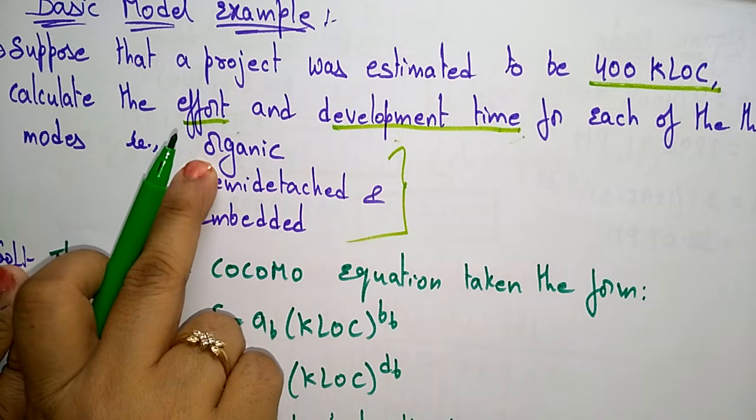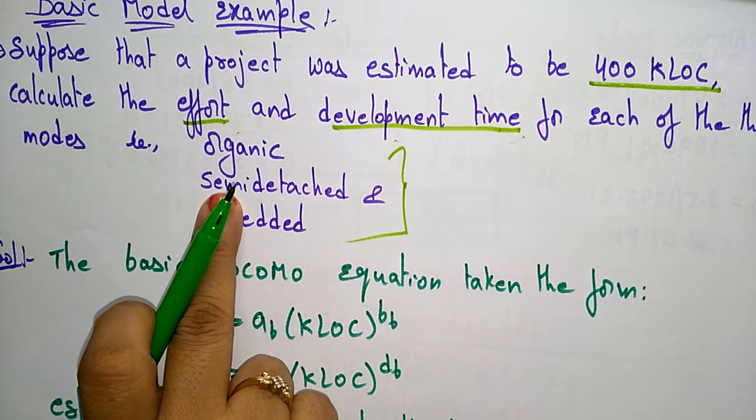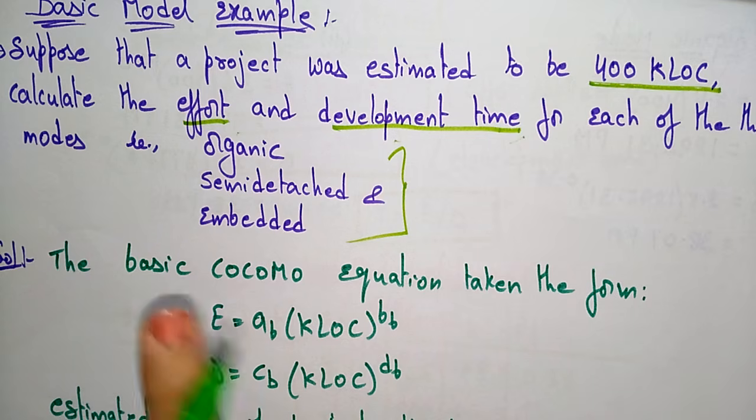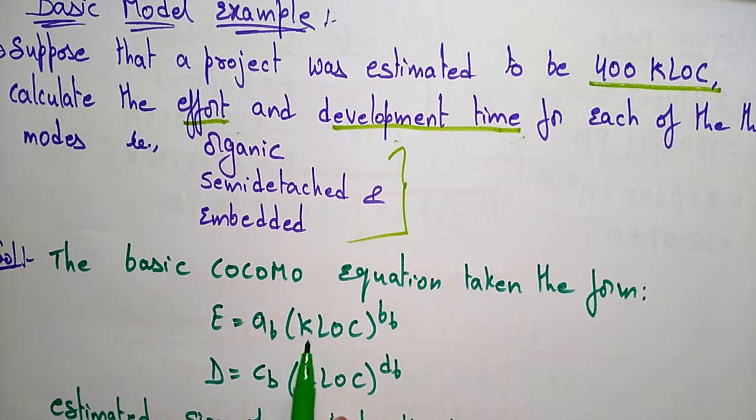In the case of organic, means small projects. In the case of semi-detached, intermediate projects. In the case of embedded, large projects. So if you are using the basic COCOMO model, you have to calculate the effort and development time in these three classes. Now let's see the basic COCOMO equation, that is E = ab (KLOC)^bb.